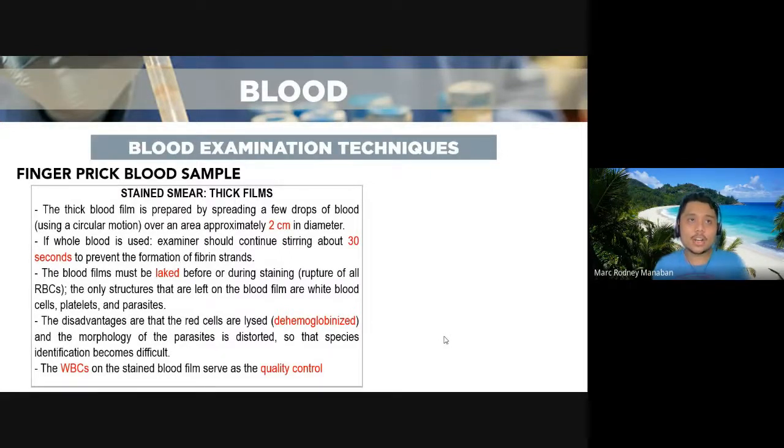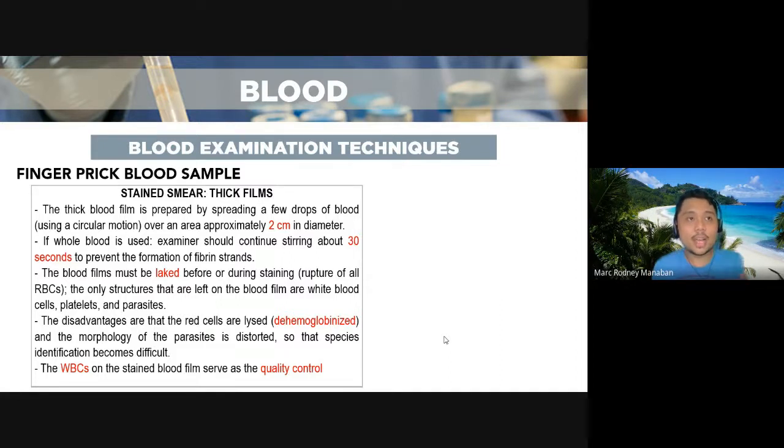Okay. Now, another specification for your thick films, you need to dehemoglobinize. You need to lyse your RBCs because we don't want the RBCs to be stained with your Giemsa or Wright stain. Because if the RBCs are stained, you will not see any parasite in the field. They will be covered. Okay? What you're really looking for are the parasites within the RBCs. So you need to lyse the RBCs so that the parasites inside the RBCs are seen, especially for your malaria plasmodium species.